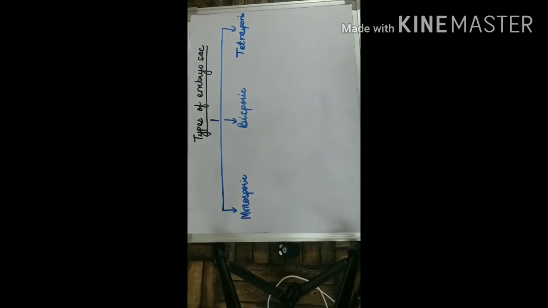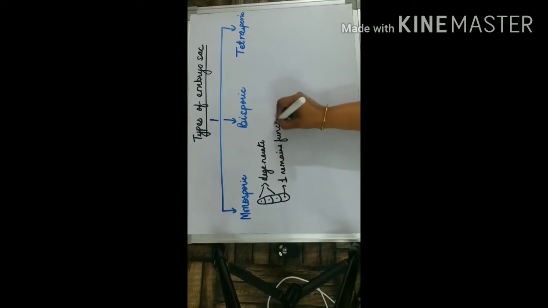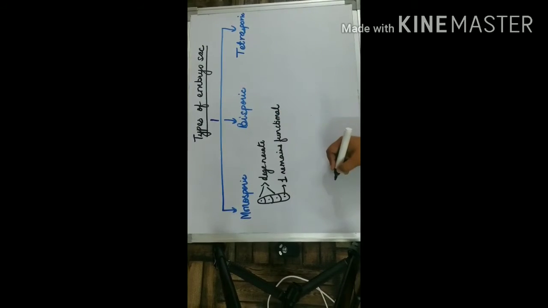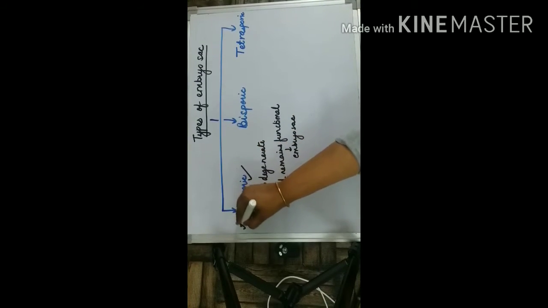I told you that when the megaspores are formed, they are formed in a linear fashion and they are 4 megaspores. Out of these, the upper 3 degenerate and only one remains functional. If this is the condition, when only one megaspore remains functional and it develops into an embryo sac, then that type of development is called monosporic.